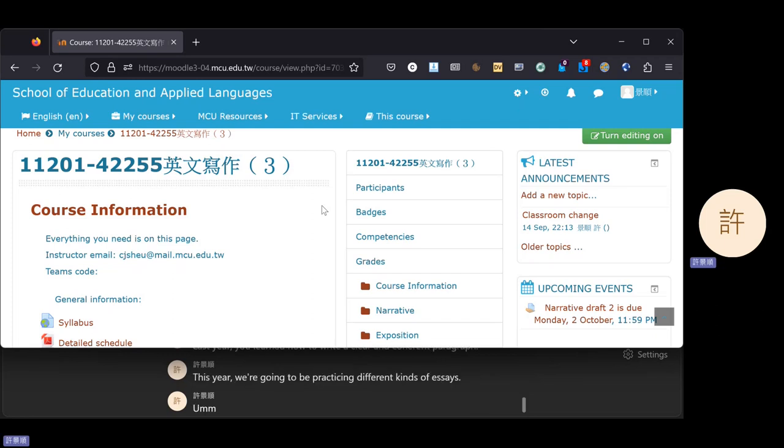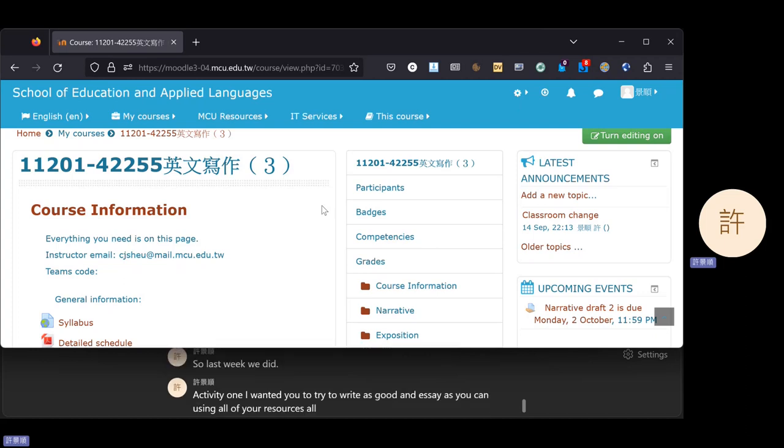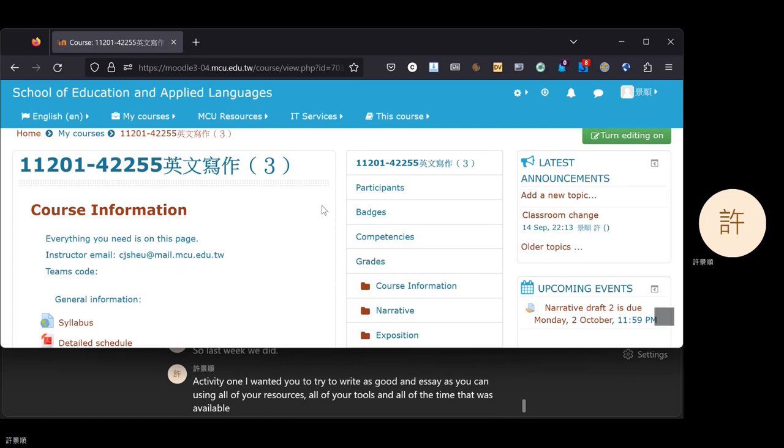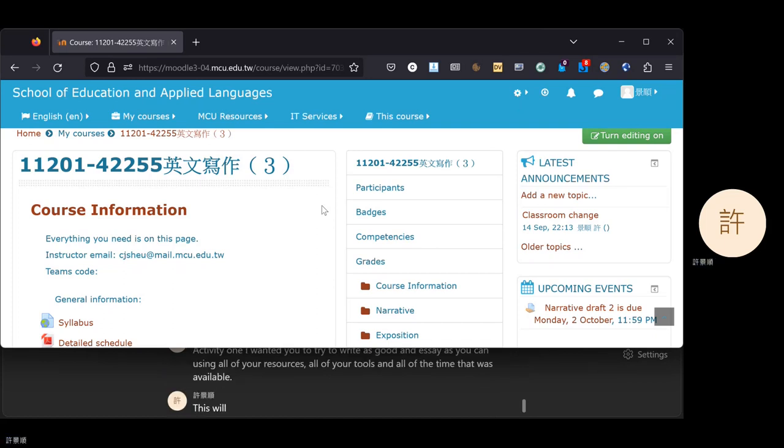So last week, we did activity 1. I wanted you to try to write as good an essay as you can, using all of your resources, all of your tools, and all of the time that was available. This will come in handy when later in the semester we do activity 2.